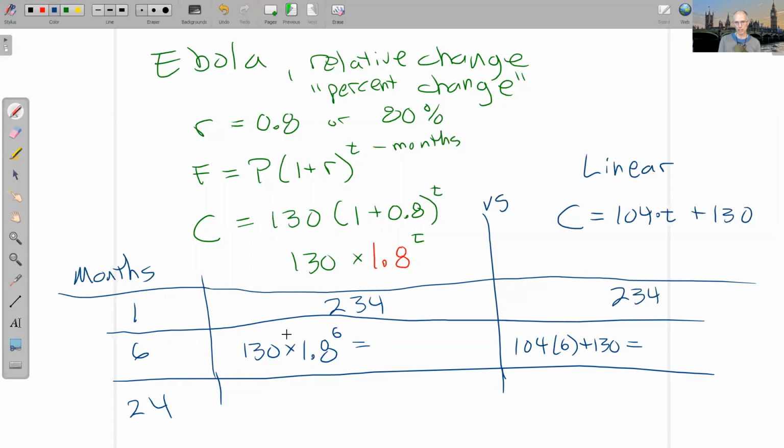Similarly here, and again, this would be a nice place for a spreadsheet, huh? Because we're just repeating the same calculations with slightly different numbers. 130 times 1.8 to the power 24 equals what? And 104 times 24 plus 130. I need to calculate each of those. So whip out your calculator, get those numbers. I'm going to do it in a spreadsheet this time instead of the calculator.